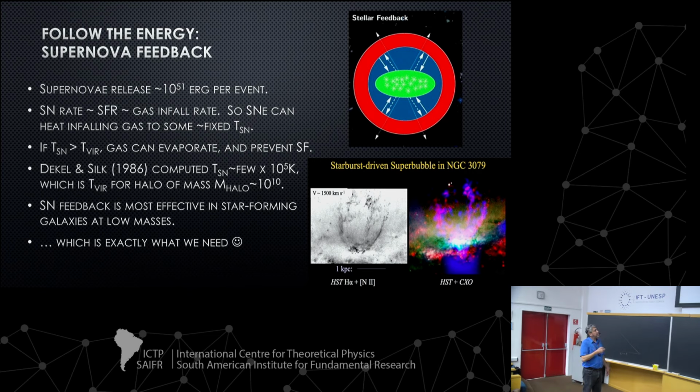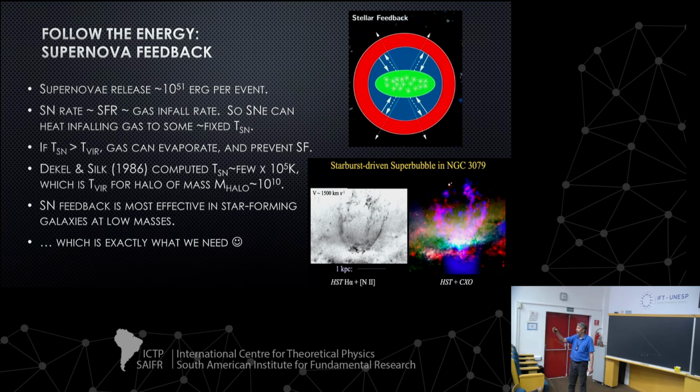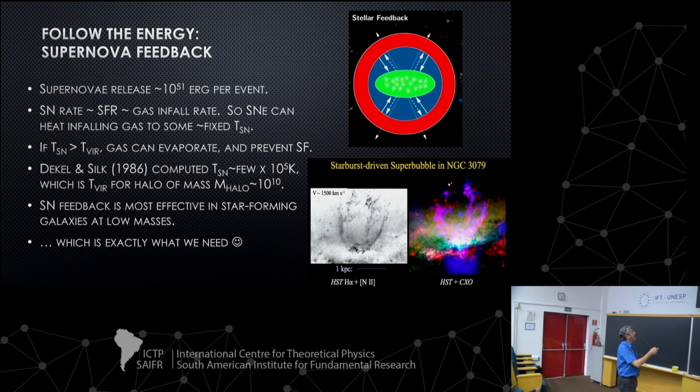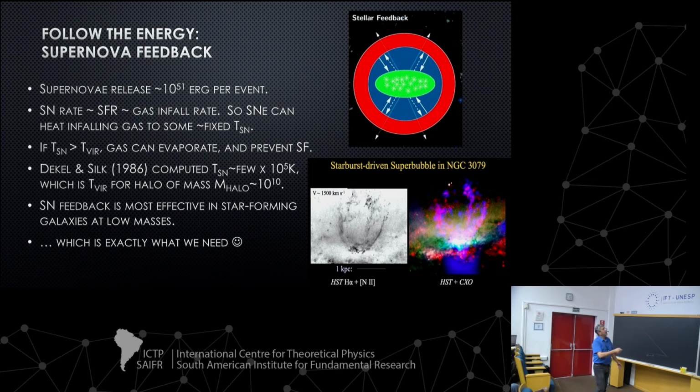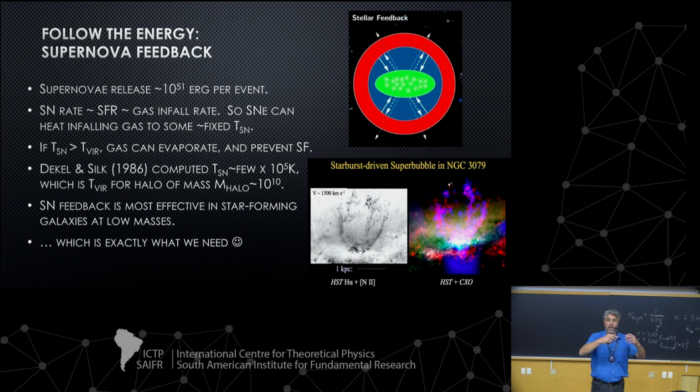What's interesting about this is that the supernova rate is going to be proportional to the star formation rate, because you have a bunch of stars forming, and some fixed fraction of them are the high-mass stars that go supernova, assuming a fixed stellar initial mass function. Which itself is proportional to the gas infall rate, because the star formation is being driven by the gas coming in. So as you have a bunch of gas infalling, the supernovae are able to proportionally provide energy to that gas.